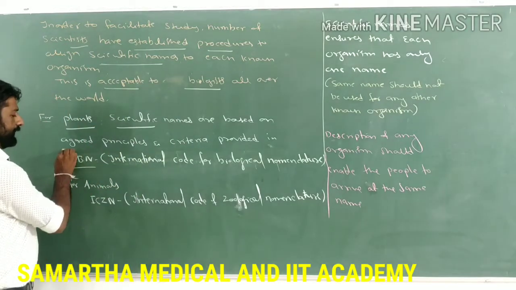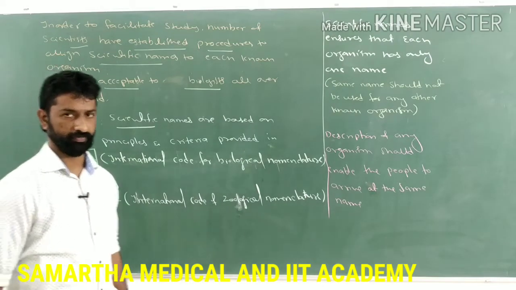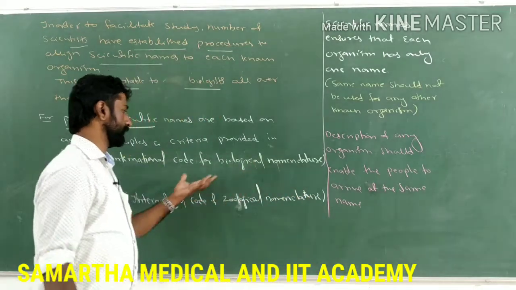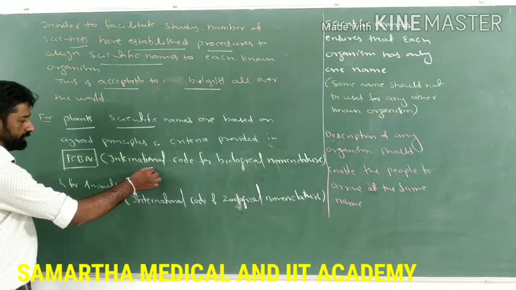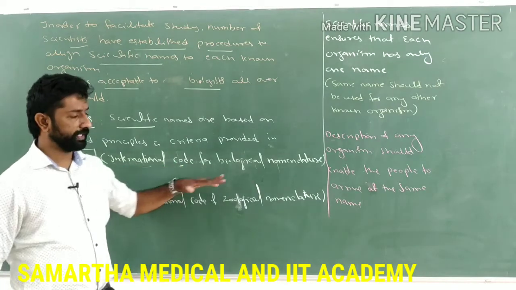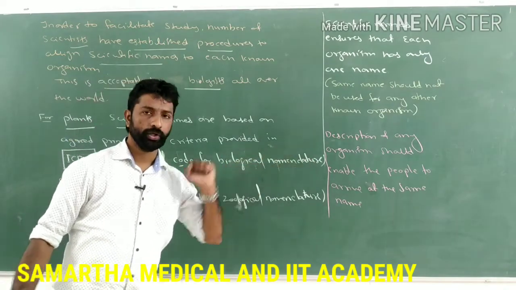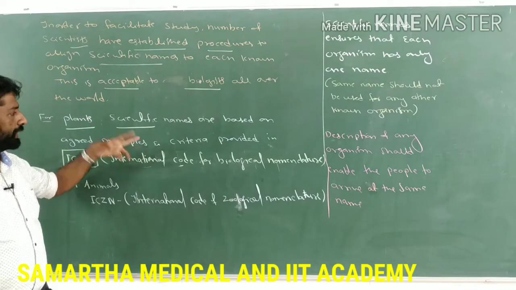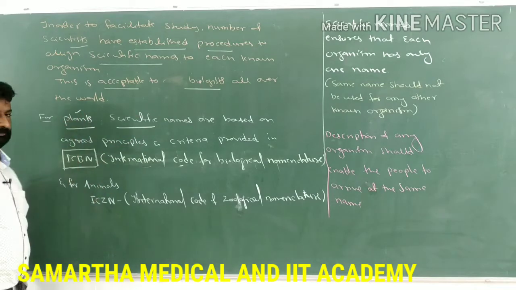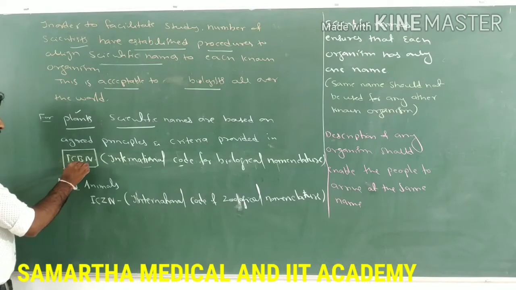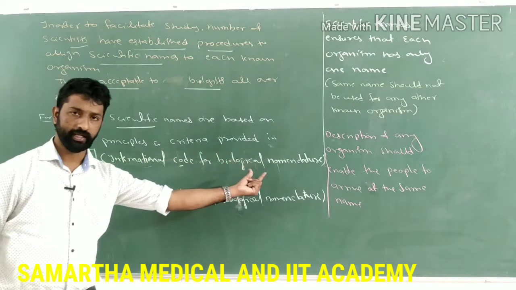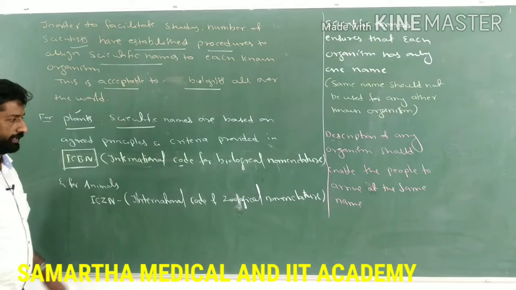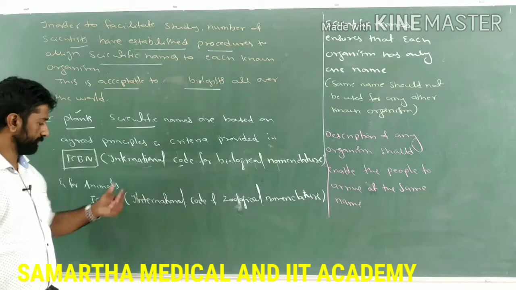ICBN. So what do you mean by ICBN? What is the full form of ICBN? It is nothing but International Code for Botanical Nomenclature or Biological Nomenclature. So that is where you will find the criteria and principles in order to give a scientific name for the plants. So remember, the full form of ICBN is International Code for Biological Nomenclature. Very important one for the 1 mark question in PUC and for the CET as well as the NEET.